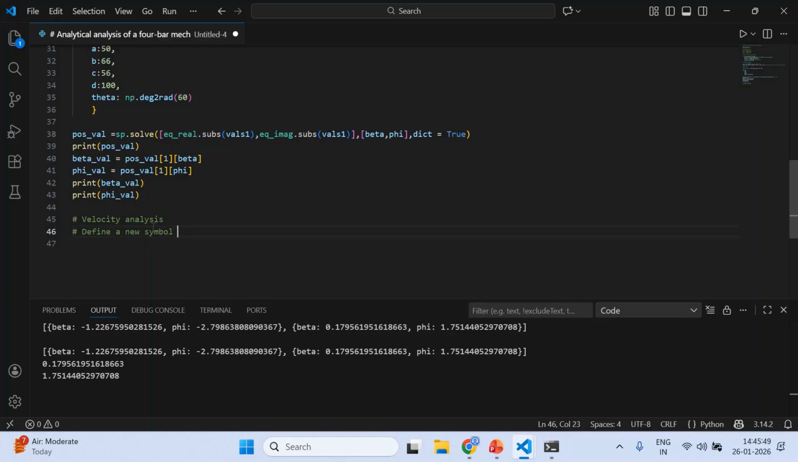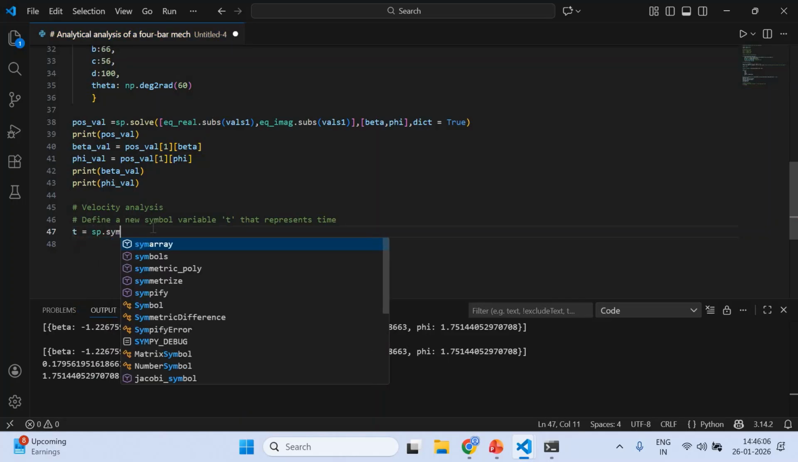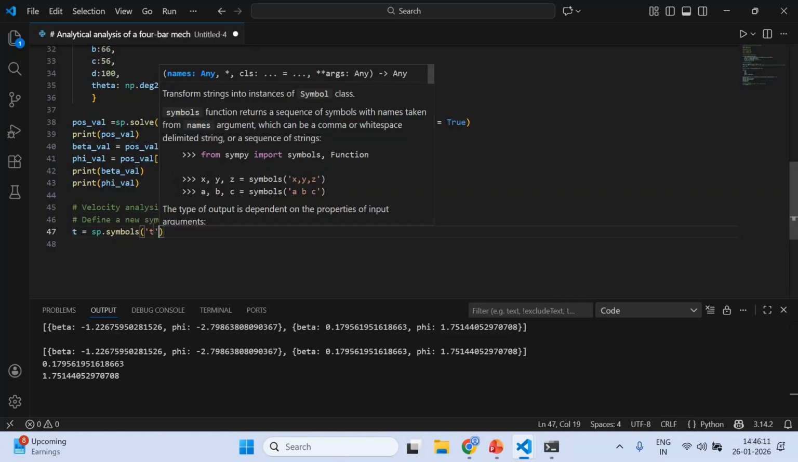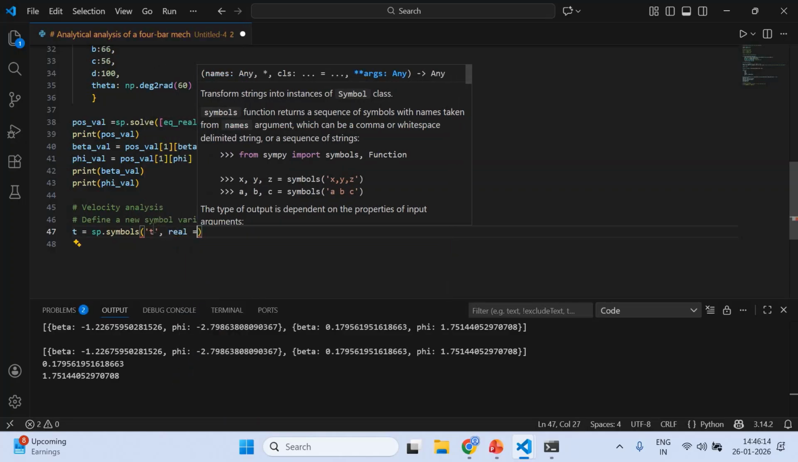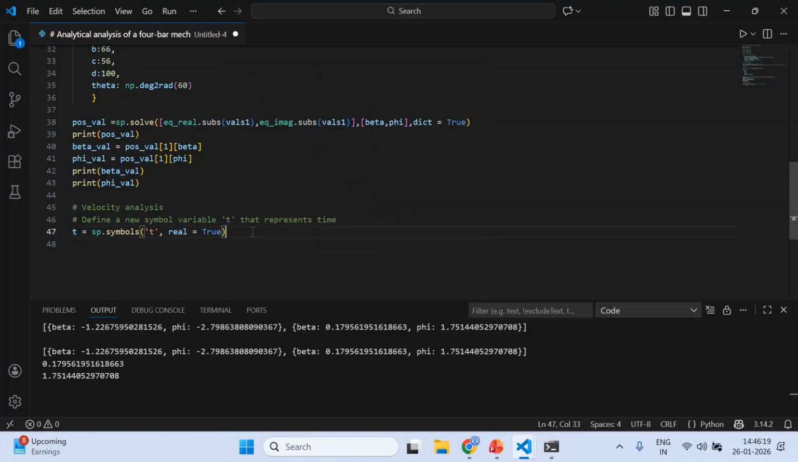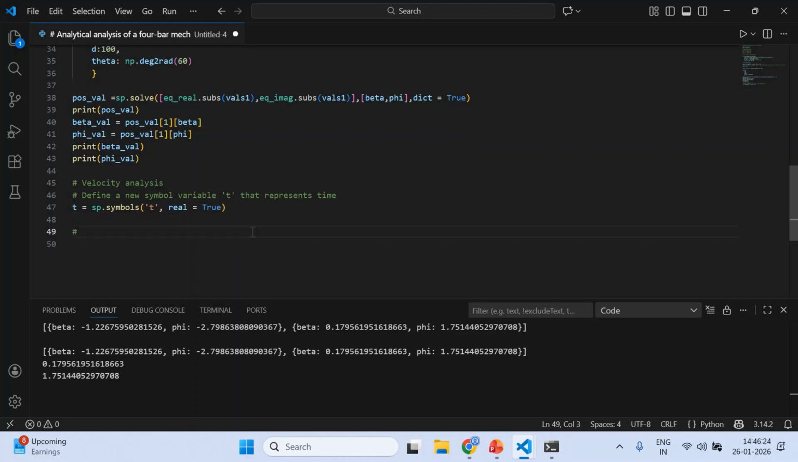Let me call this variable t, that represents time. This is defined by t equal to, again, sp.symbols, and then here we have t, and then again real equal to True. So again I am saying here that time t is a real number.